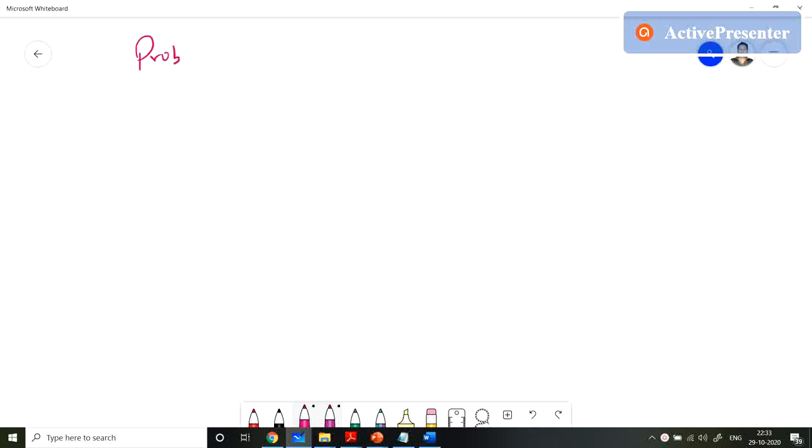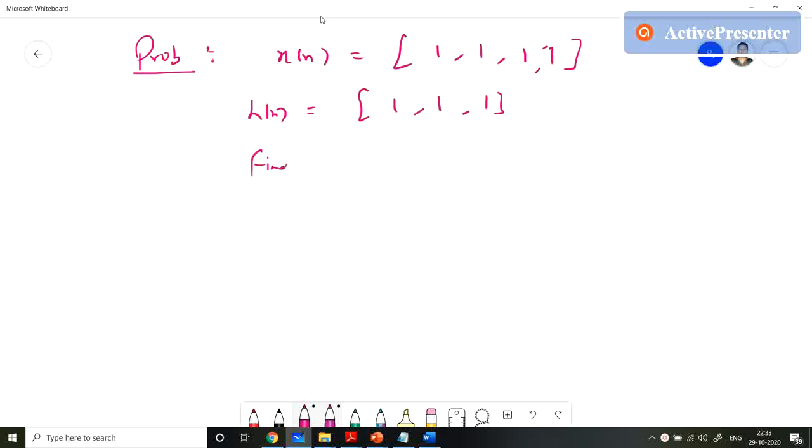Let us do another problem. In this problem x[n] is provided, x[n] is 1 1 1, and h[n] is also given, that is 1 1 1. Now find y[n]. This type of problem we have solved in discrete time LTI systems, but here we are going to solve it by using the Z transform.